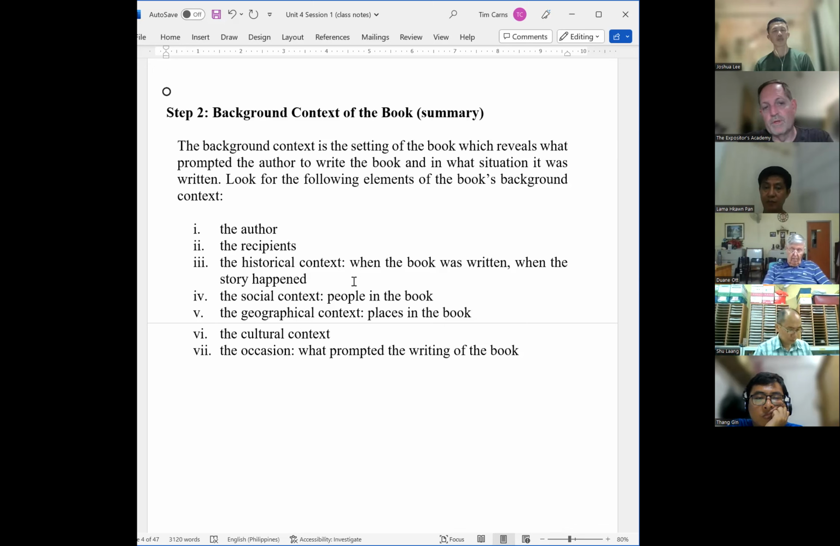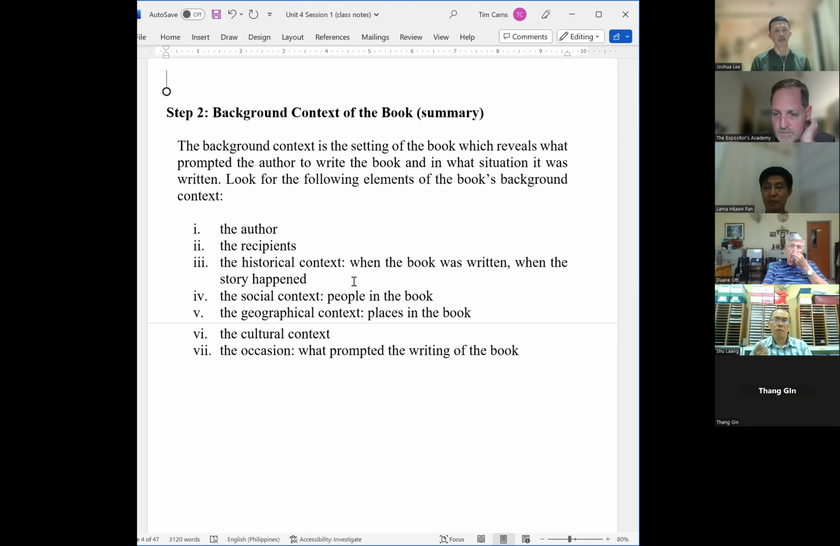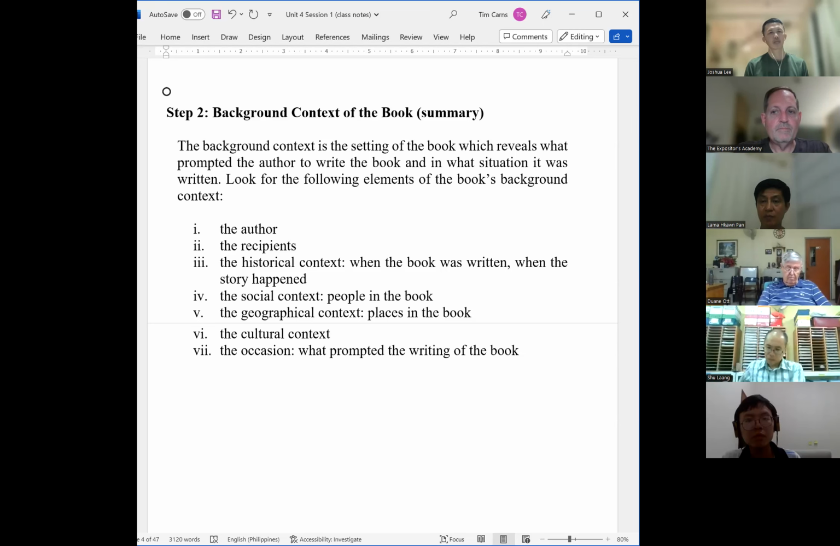And then also when the story in the book happened, the social context, the geographical context, those are the places mentioned. Cultural context is what is the culture, the society in which the story occurs? What do we know about that culture? What do we know about the culture of the recipients? And then finally, the occasion, that is what prompted the book to be written. All right, so those are just details that we want to uncover from looking at the background context of the book.